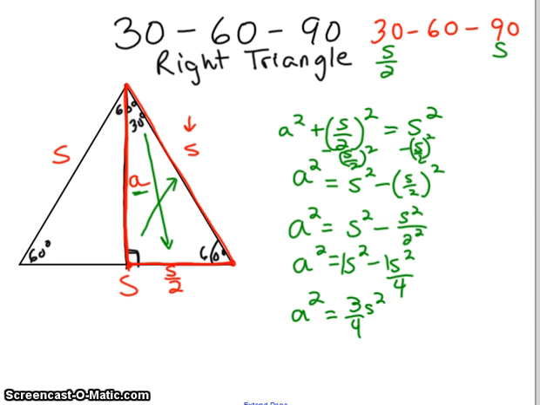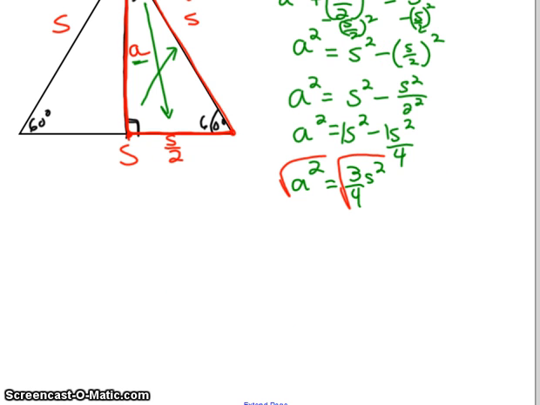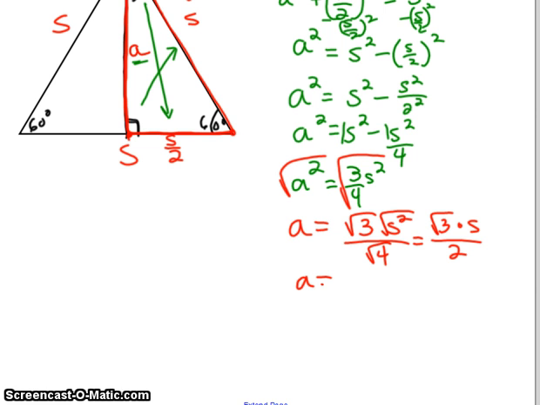Now, I just want to solve for a, so we have to take the square root of everything over here. We get a equals the square root of 3, the square root of s squared, and the square root of 4. We know that we have the square root of 3, the square root of s squared is just s, and the square root of 4 is 2. So a equals s square root 3 over 2.